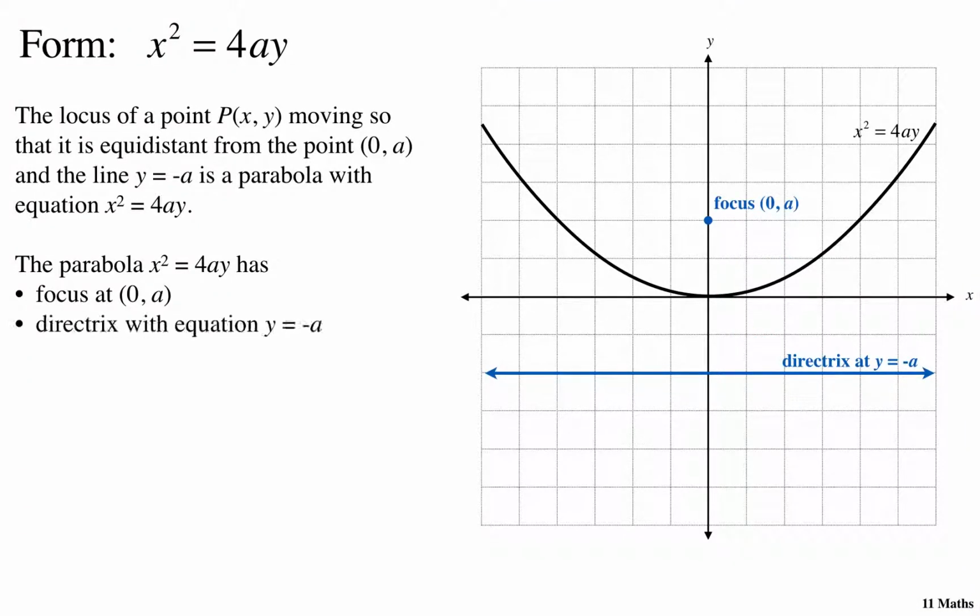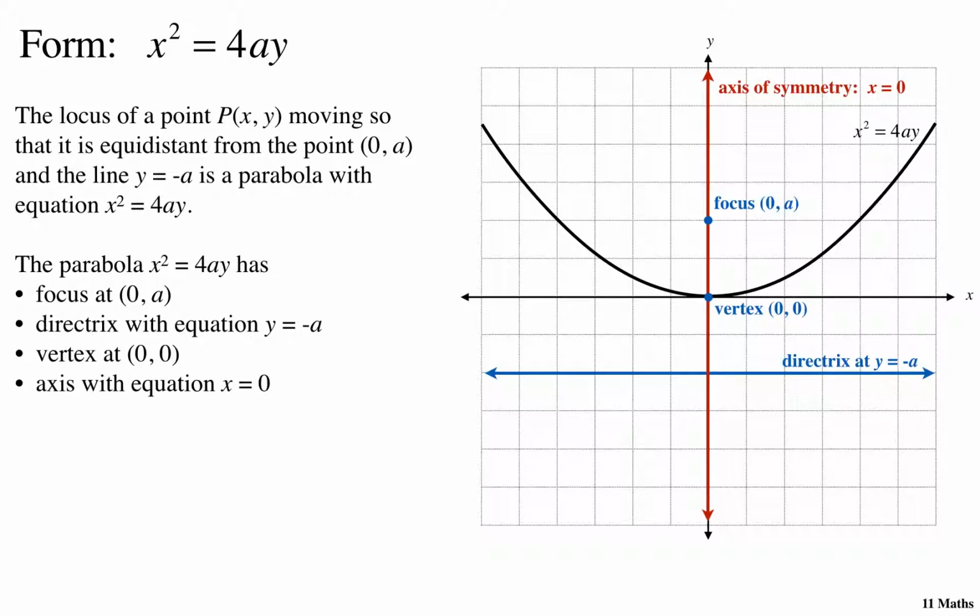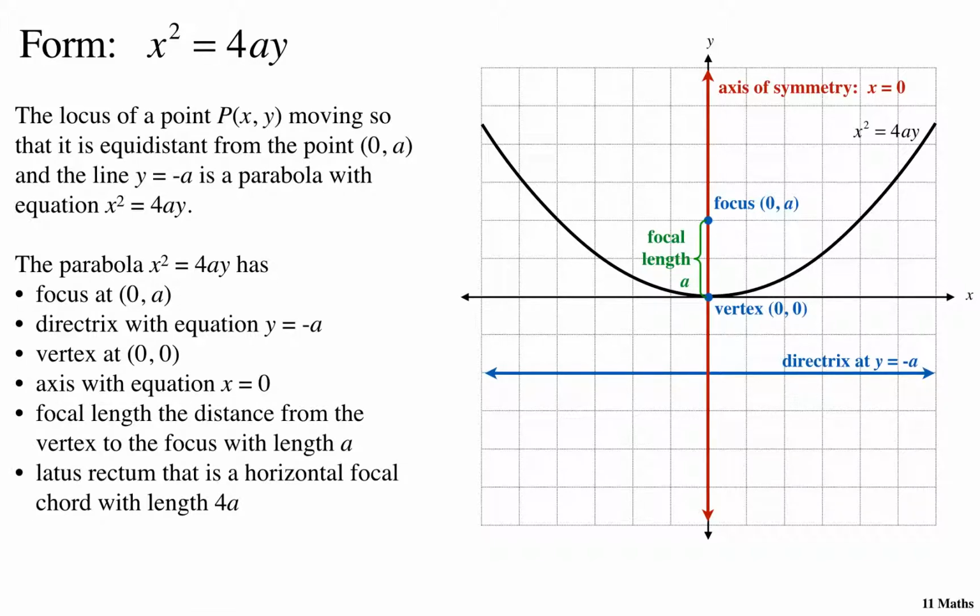Let's deal with the next point. We've got our directrix listed. We've got our vertex listed. It's always at 0, 0. Our axis of symmetry is the line x equals 0, or it's the y-axis. We've also got that special length called a, which is called the focal length. We have our latus rectum. Now, one thing about the latus rectum, and we'll have to prove it later, but the latus rectum always has a length of 4a.